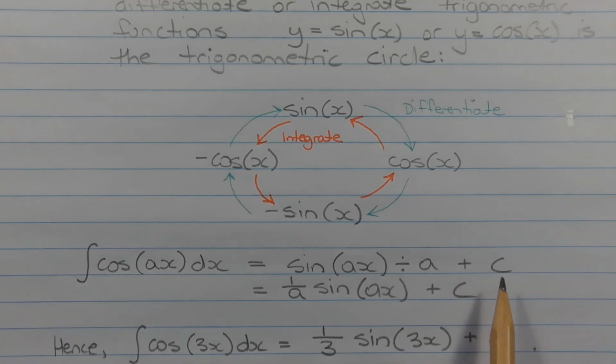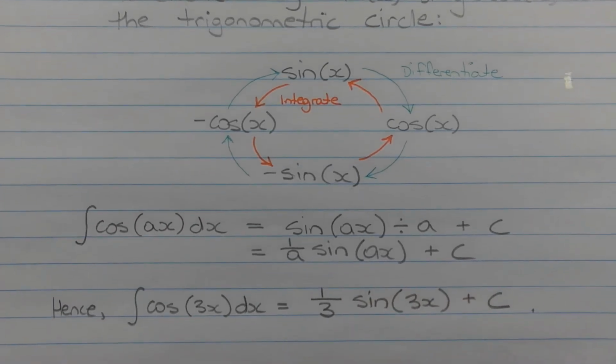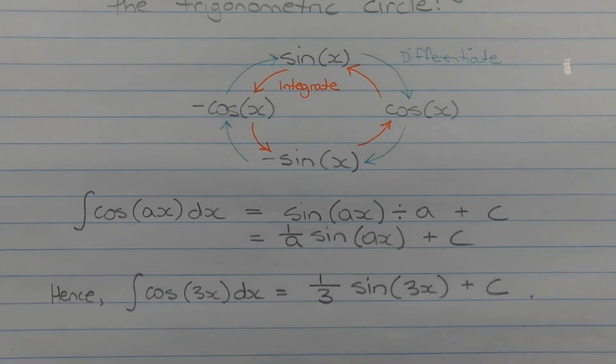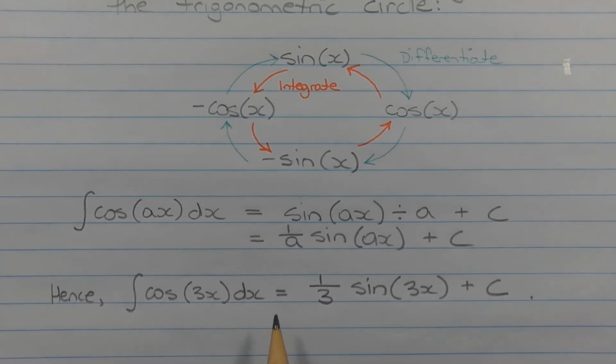of integration c. And it can be written as 1 over a times sine of ax plus the constant of integration c. Now in this case, a is equal to 3. Hence, the integral of cos 3x dx is equal to 1 over 3 times sine of 3x plus the constant of integration c.